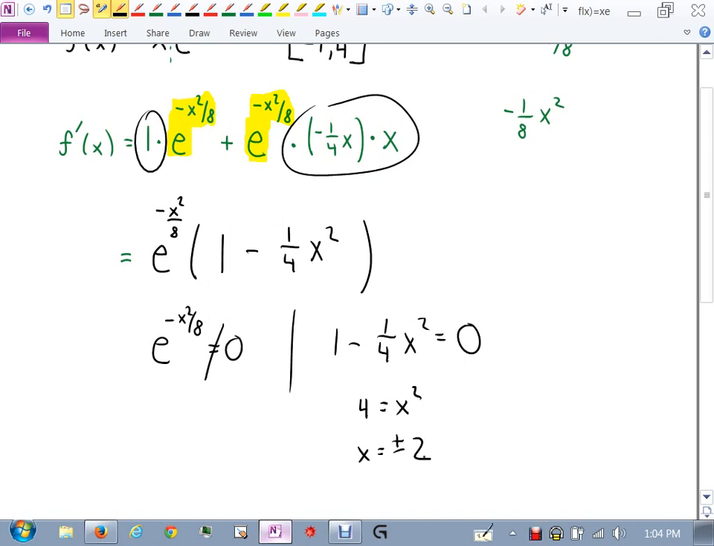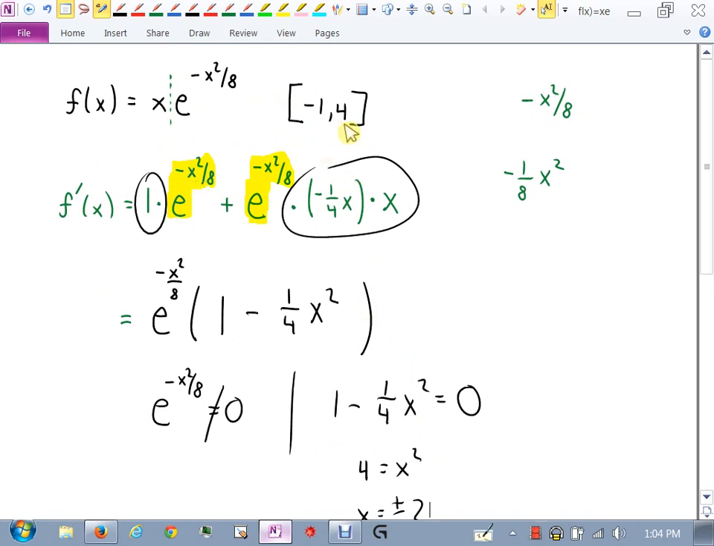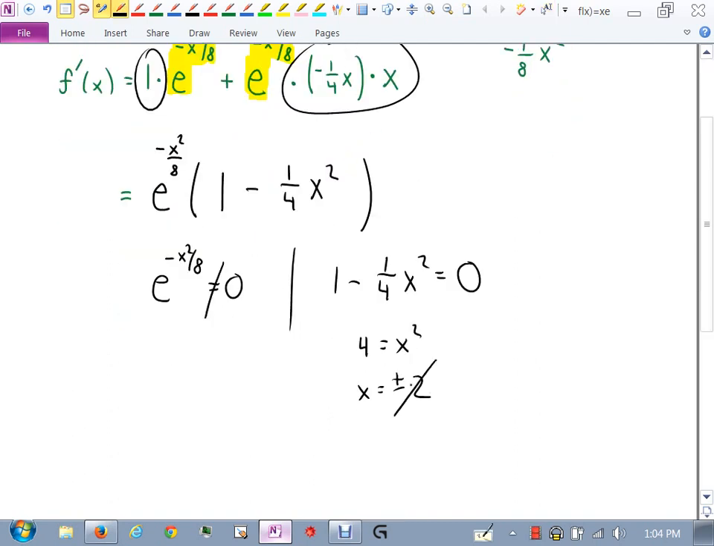And then, do these answers live inside this interval? One of them does, right, at 2? So I actually throw out the negative, just 2. Questions?